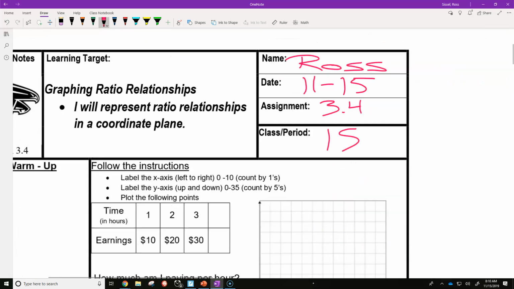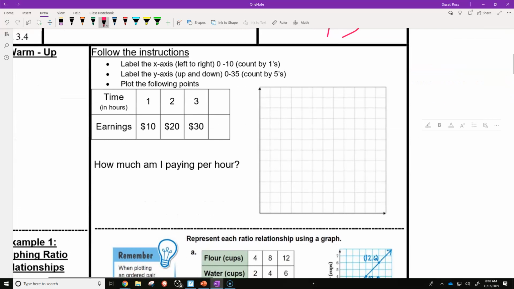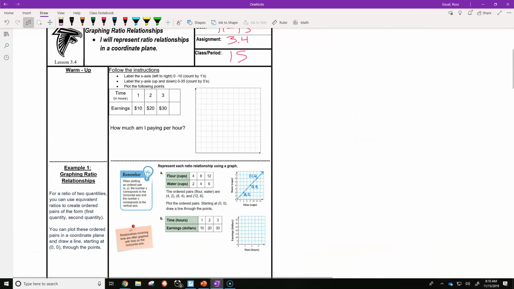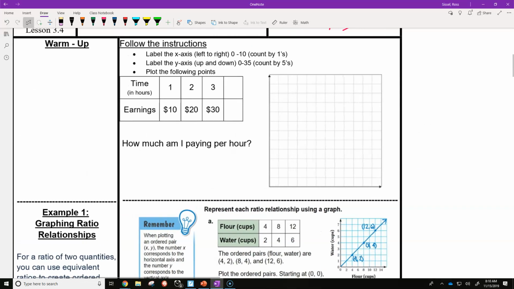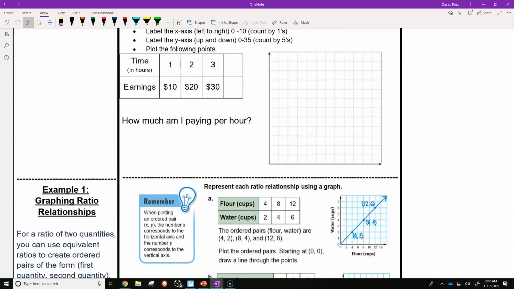All right. We're going to do the warm-up fairly quick because you guys did really well and we had good discussions on exploration, so I want to keep going quick. But it says, follow instructions. Label the x-axis. On a table like this, go ahead and write this in your notes. The top one is always your x and the bottom one's always your y. You should get used to that. In algebra, we do that a lot. You'll use tables all the time.